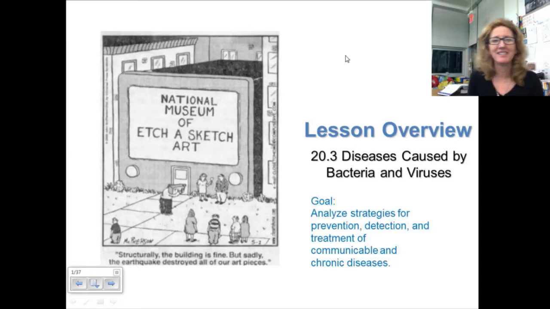All right, moving on to lesson 20.3, diseases caused by bacteria and viruses. And our goal is to analyze strategies for prevention, detection, and treatment for communicable and chronic diseases.